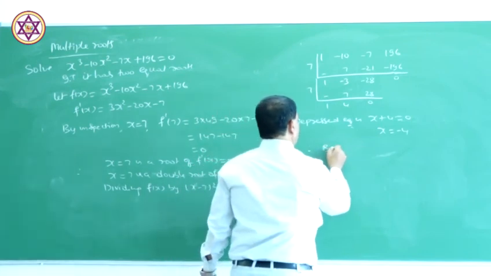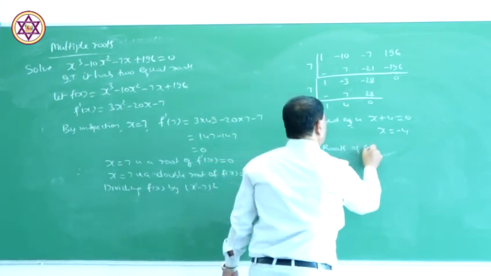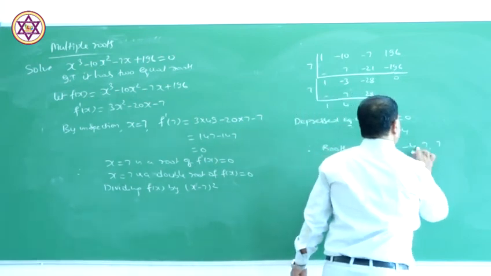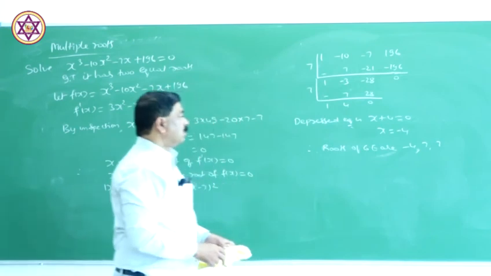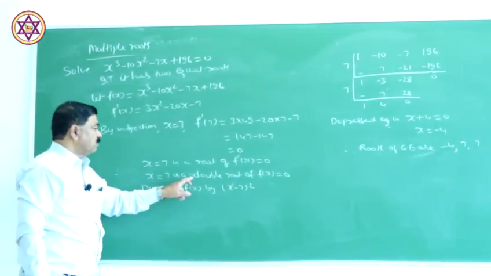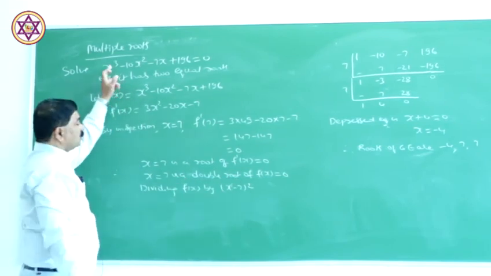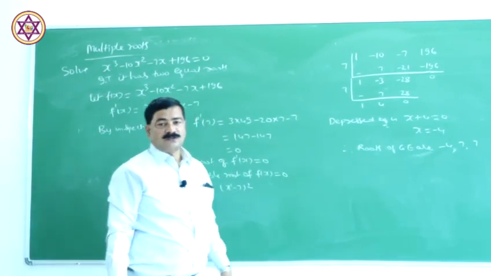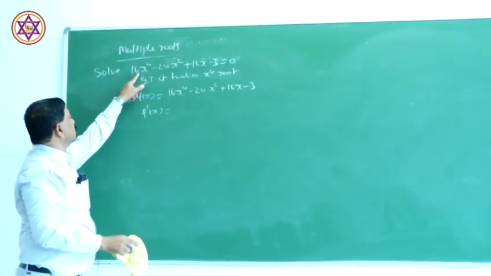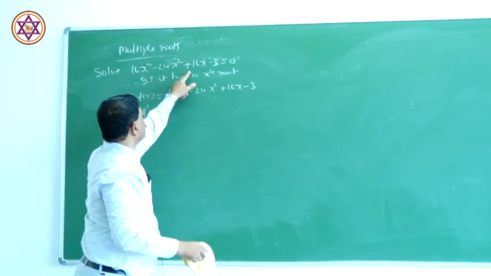Therefore, the roots of the given equation are -4, 7, 7, because x = 7 is a double root. This one is a cubic equation, we get 3 roots. Next, solve 16x to the power of 4 - 24x squared + 16x - 3.